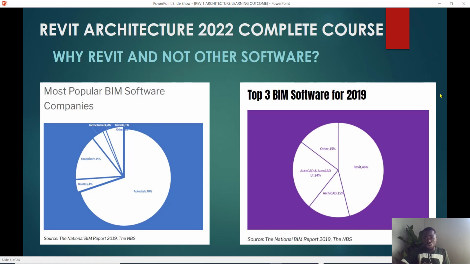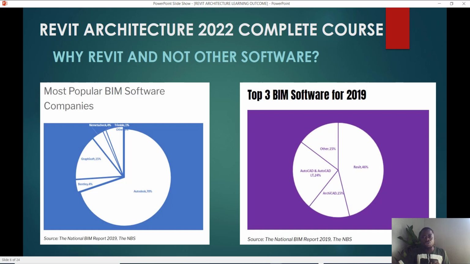Also, aside from the fact that Autodesk controls 70% of the BIM market, according to the National BIM Report 2019 of the US, a global survey which they did, 46% of professionals at that point were using Revit. You have 15% using ArchiCAD, and the rest of the many software were sharing the 15%. So as I said, Autodesk controls 70% of the BIM market globally.